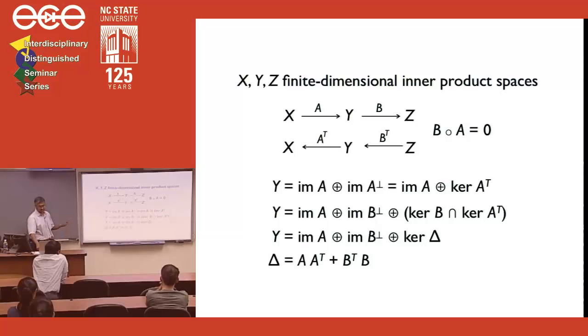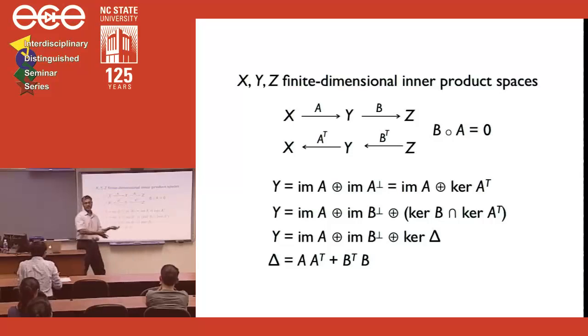There is a very simple derivation that I will skip in the interest of time, but it's just linear algebra. For finite dimensional vector spaces, if you have an inner product defined and the composition of the two maps is 0, then the middle guy decomposes. That's all there is to it.